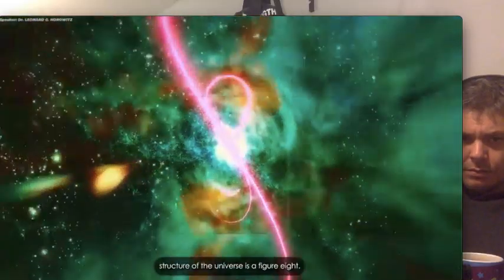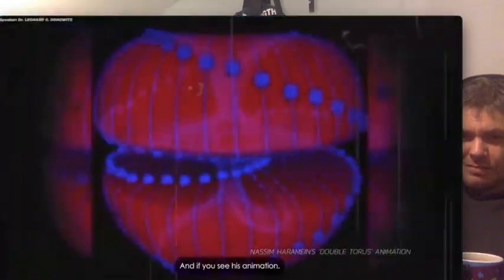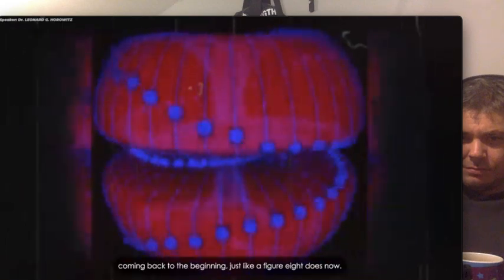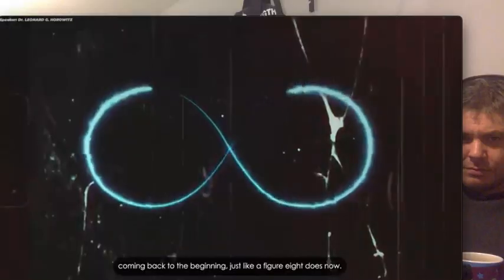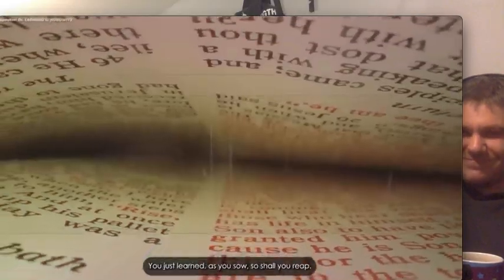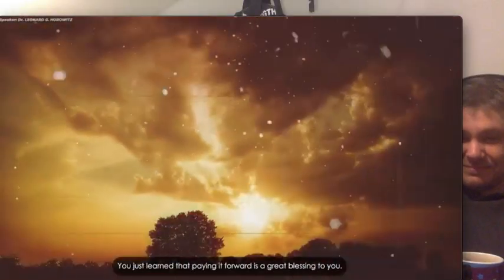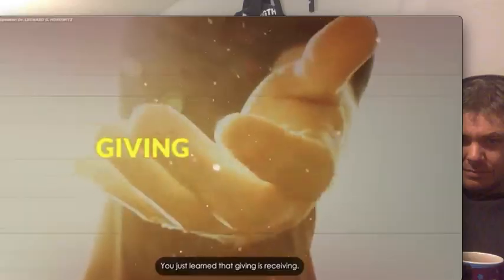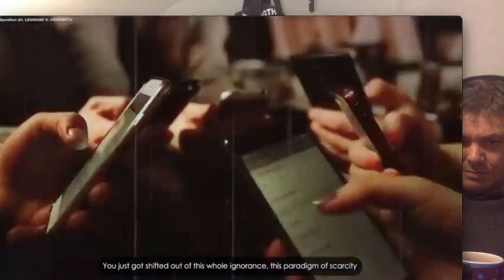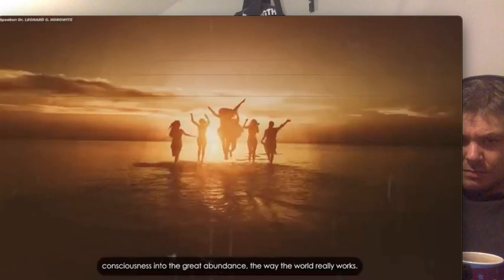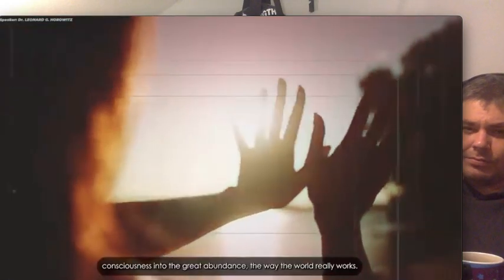So the resonanceproject.org presents you Nassim Haramein's work that shows you the structure of the universe is a figure 8. And if you see his animation, well, it's spinning. You see it has a spinning, spiraling, and coming back to the beginning, just like a figure 8 does. Now you have just learned how come what goes around comes around. You just learned, as you sow, so shall you reap. You just learned that paying it forward is a great blessing to you. You just learned that giving is receiving. You just got shifted out of this whole ignorance, this paradigm of scarcity consciousness into the great abundance, the way the world really works.